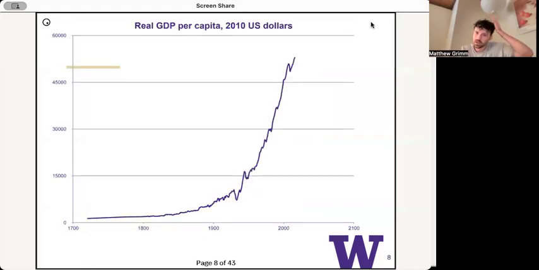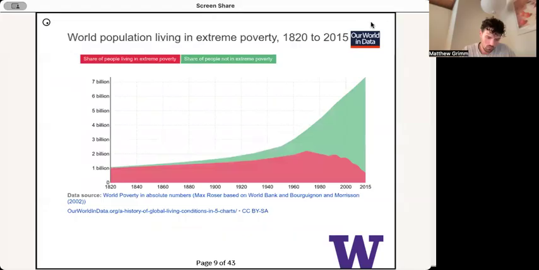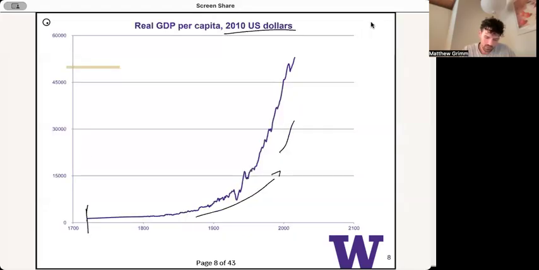Here's real GDP per capita, and we're pinning this real GDP to 2010 US dollars, which is why that's in the title here. And again, we're starting from before the United States was even a country, which I think is around 1720 or something. Whoa. And you can see the United States has grown and kept growing, and it still grows to this day.